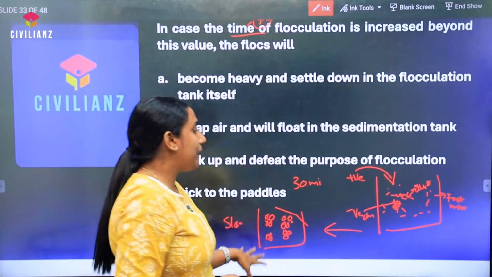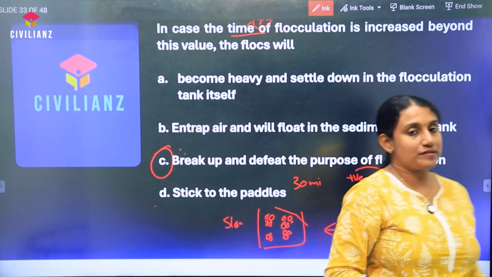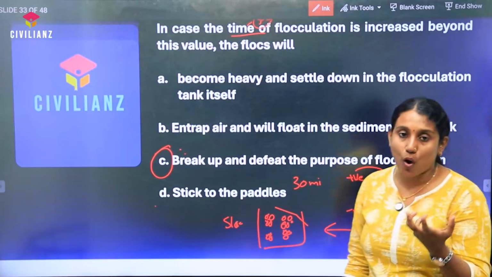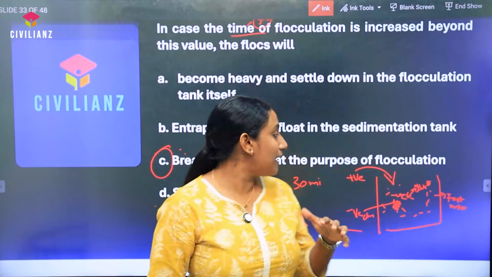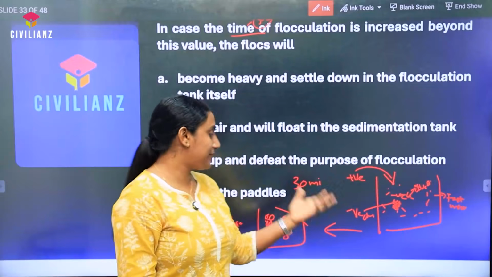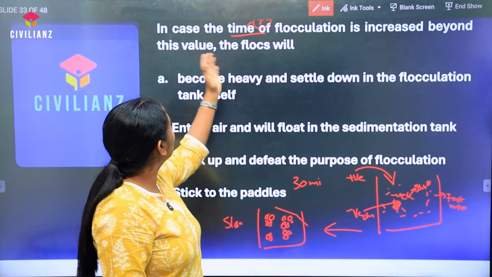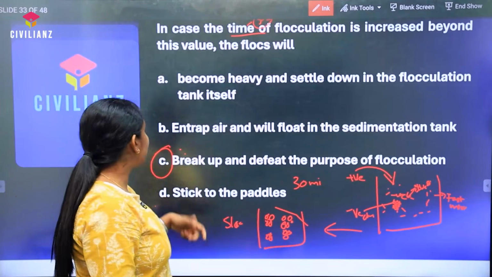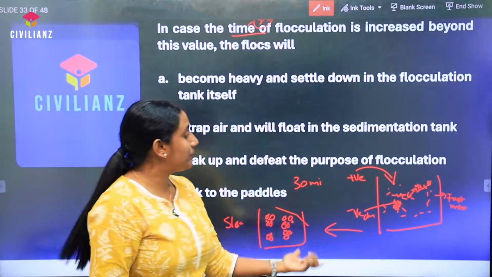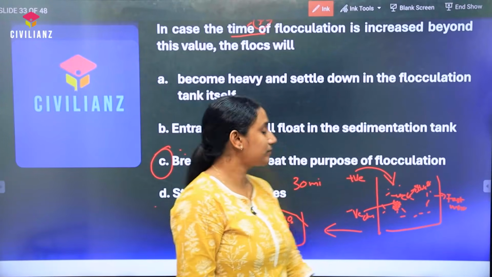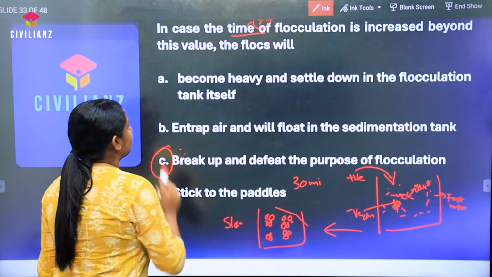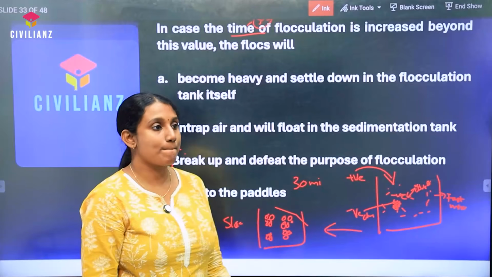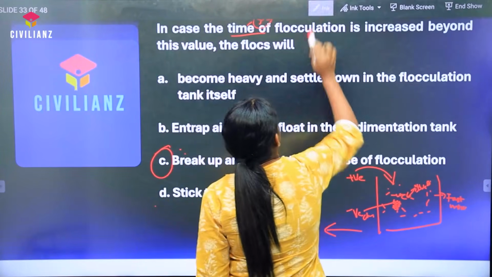The purpose of flocculation or coagulation is to form flocks, which makes the removal of particles present in the water easier. So if the time of flocculation increases beyond the value, the flocks break up and defeat the purpose of flocculation. Okay, so option C is the answer.